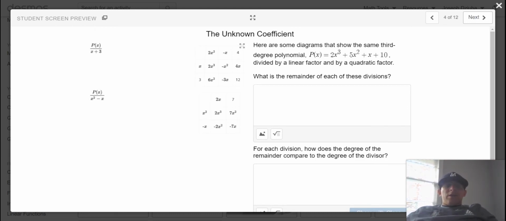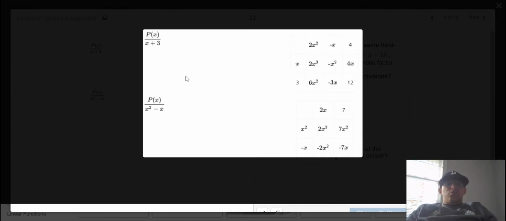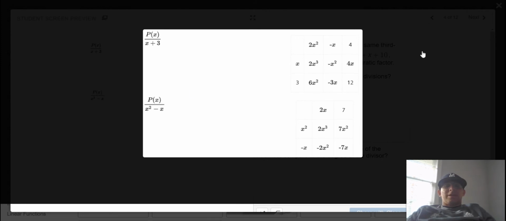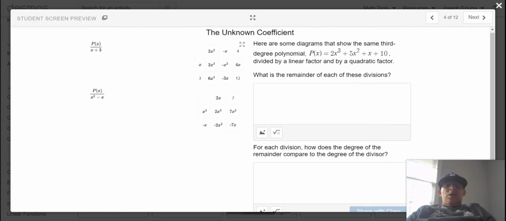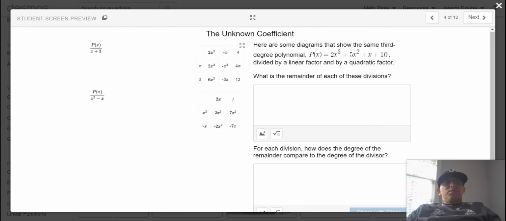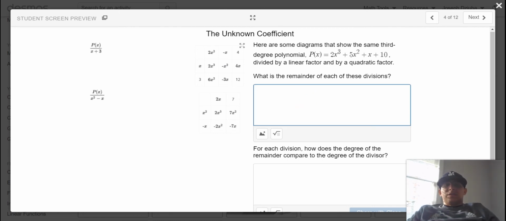So moving on, we have some diagrams that show the same third degree polynomial, 2x cubed plus 5x squared plus x plus 10, divided by both a linear and a quadratic factor. You should be able to, at this point, know that x plus 3 is a linear factor and x squared minus x is a quadratic factor. If you don't, that's okay, but please make sure you come to small groups so that we can hash that out. Based on what you witness here, what is the remainder for each of these divisions, right?